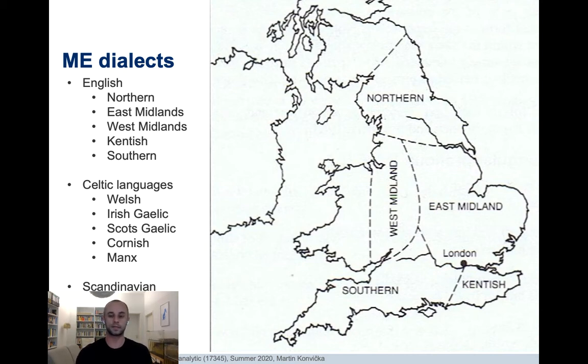Right. But now let's focus on the dialects and varieties of Middle English. So I said that there are these five basic dialectal areas: the Northern Middle English, the Southern Middle English, West Midlands, East Midlands, and Kentish. And if we have a look at West and East Midlands, we can actually say that East Midlands are more aligned with the Northern variety, whereas West Midlands are more aligned with the Southern Middle English dialect.